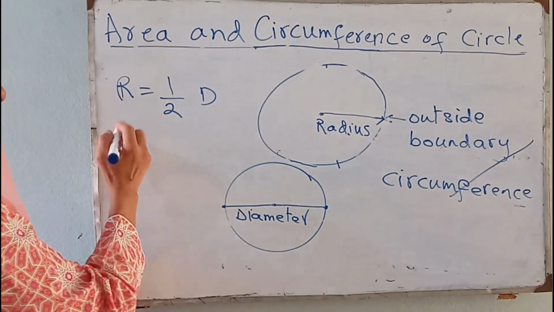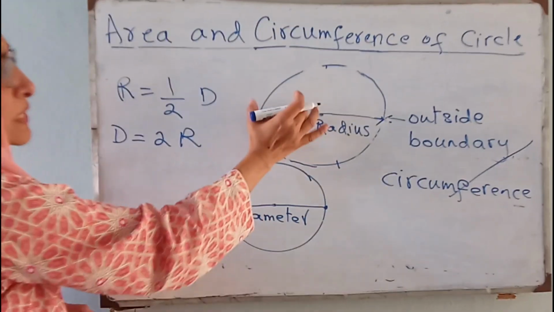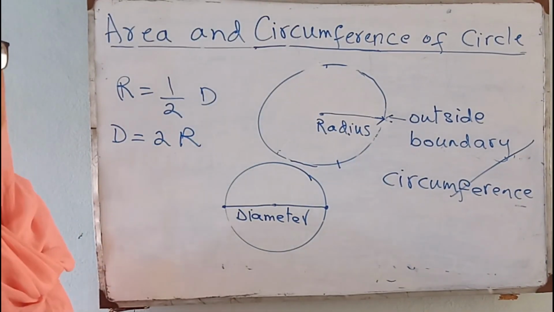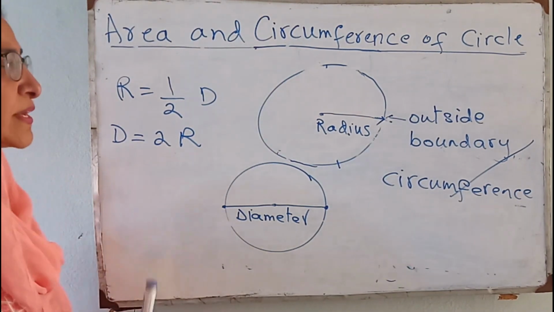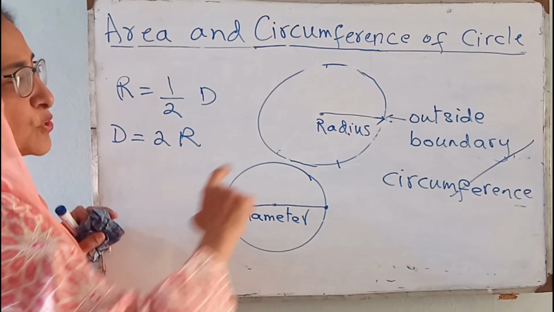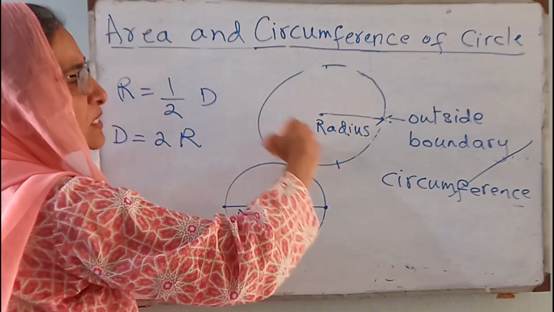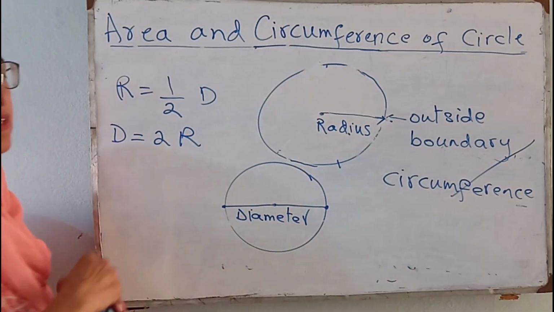And what about the diameter? When I double the radius, I get the diameter, right? So these are the three points which you should remember: what is the radius, what is the diameter, and what is the circumference of a circle.